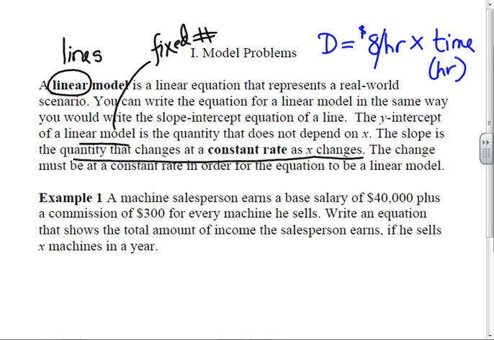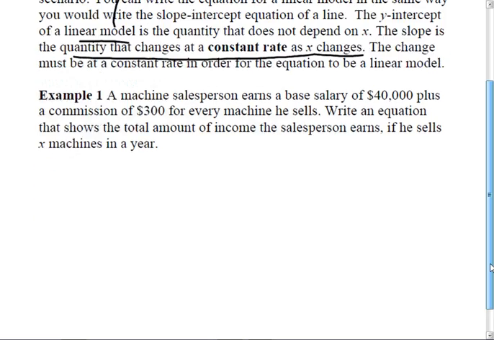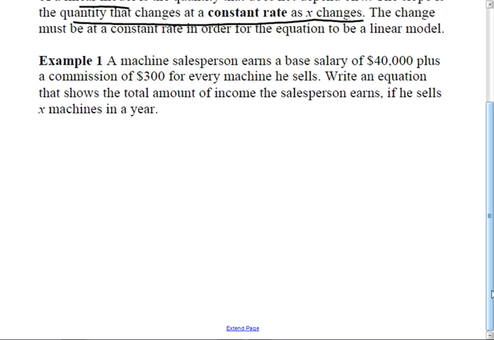So you're going to have to read these problems and try to figure out what's going on here. And that's going to be the hard part, I'll be honest with you. Okay, a machine salesperson earns a base salary of $40,000. What I like to do when I do word problems, because I don't like word problems either, is to write the numbers down.